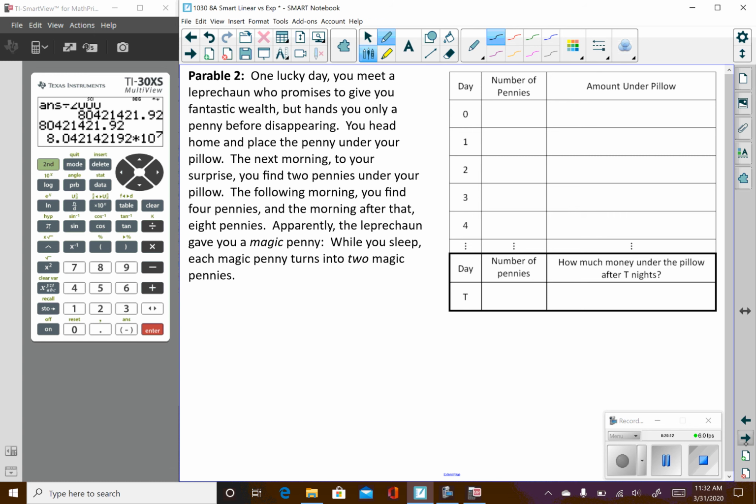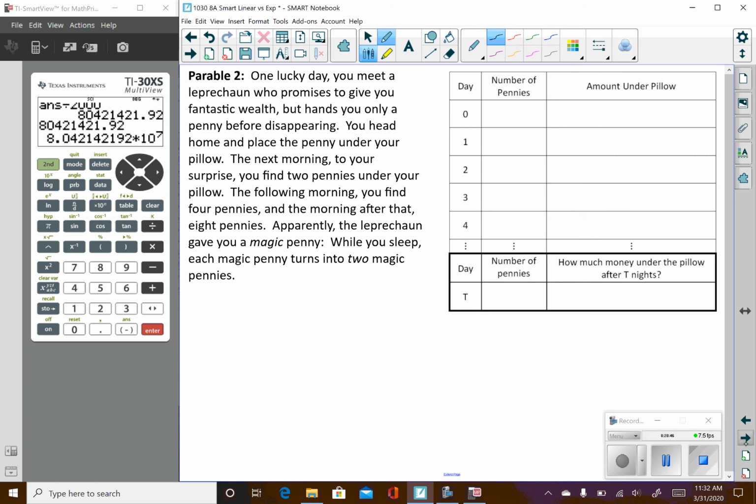So one lucky day, you meet a leprechaun who promises to give you fantastic wealth. He hands you a penny and disappears. You head home and you do what any logical person would do. You put that penny under your pillow. The next morning, to your surprise, you find 2 pennies under your pillow. The following morning, you find 4 pennies. The morning after that, it's 8 pennies. And apparently, the leprechaun gave you a magic penny. And while you sleep, the magic pennies turn into 2 magic pennies.